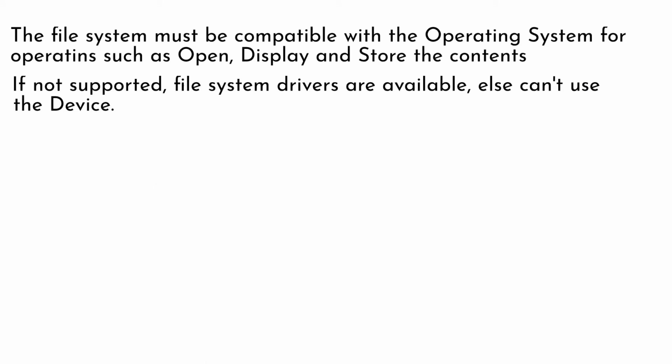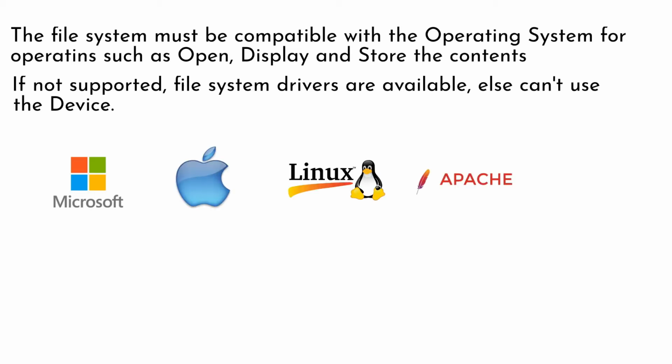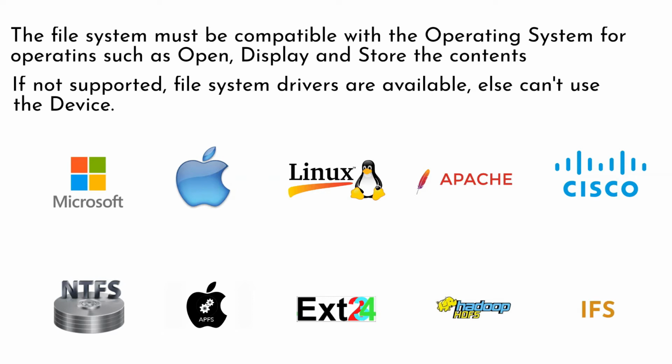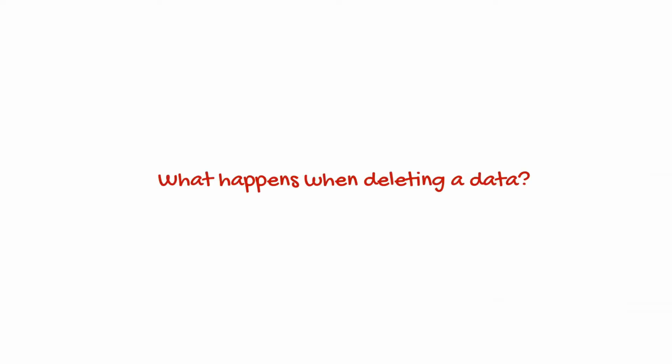Over the years, companies like Microsoft, Apple, Linux, Apache, Cisco are striving to develop their own file systems, which makes the file system robust, faster, secure, and resilient to corruption. All of us have confidential and personal data in our systems to deny others accessing it.